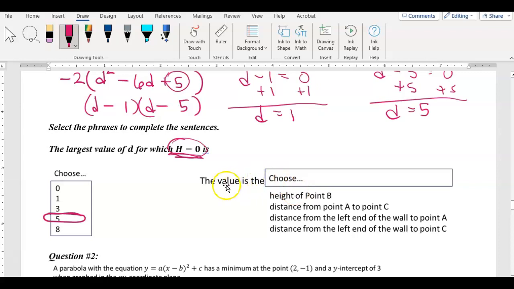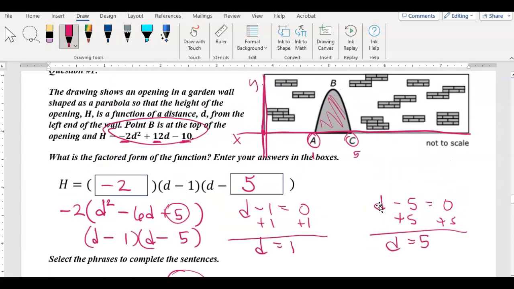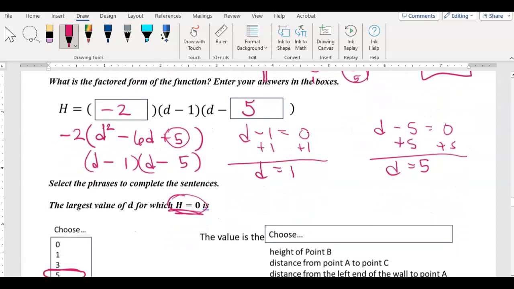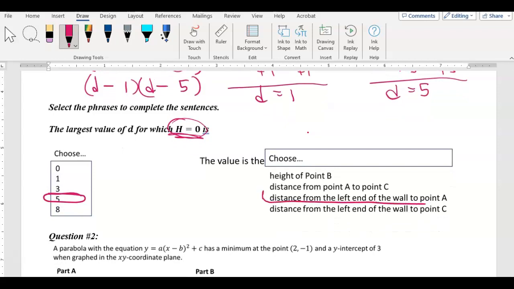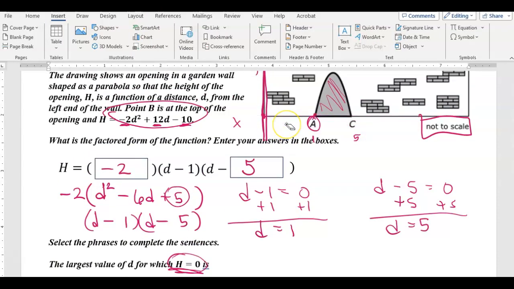It says the value is the height of point B, the distance from point A to C, the distance from the left end of the wall to point A, or the distance from the left end of the wall to point C. Well, 5 would be here, and so that is representing the distance from here to here, because that would be our x-intercept. That's not to scale. Notice it says not to scale, so don't try to count points here or anything, right? This would be 1, this would be 5, so it's that distance from the left end of the wall to point C.